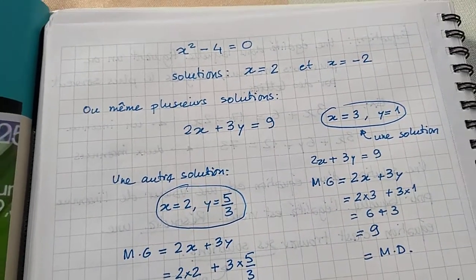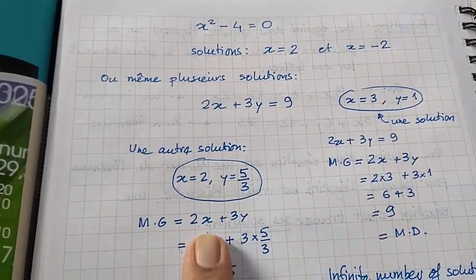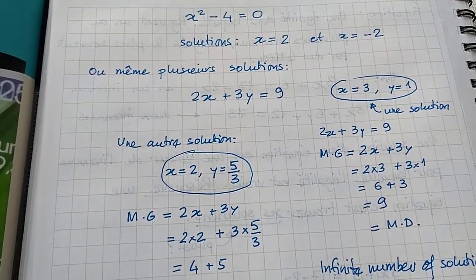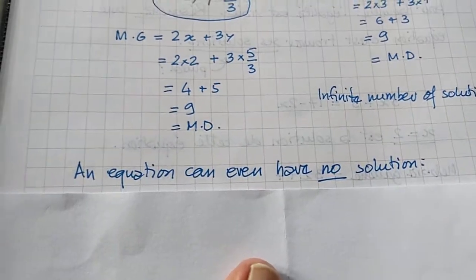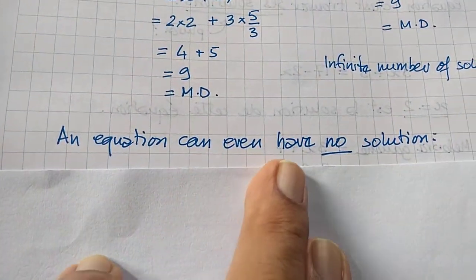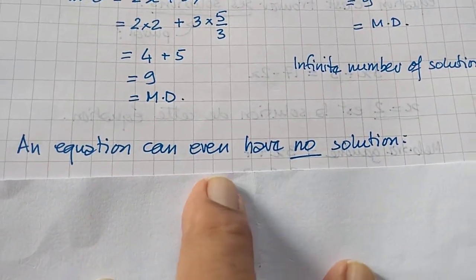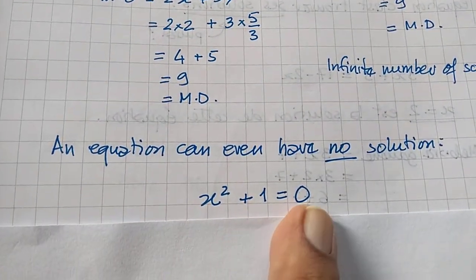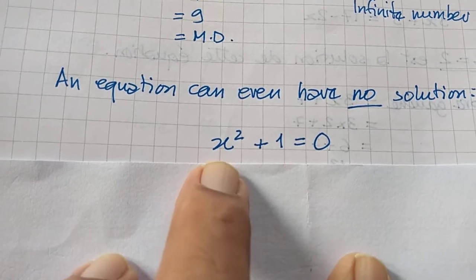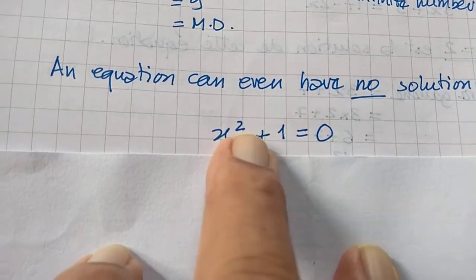Okay, now remember, I haven't taught you how to solve an equation. I'm just giving you numbers and saying that these numbers are the solutions for these equations. And finally we can come to an equation that can even have no solution, no number, no solution at all. So if I take x squared plus 1 is equal to 0, what value of x will satisfy this?